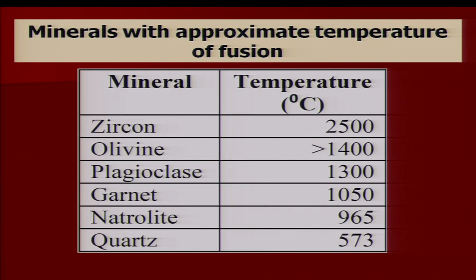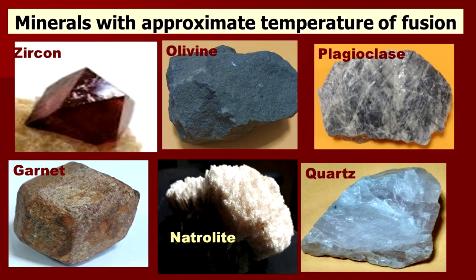Minerals with approximate temperature of fusion are cited here. For example, zircon requires a very high temperature, about 2500 degrees, when it gets fused. Olivine also has a very high fusion temperature, greater than 1400 degrees centigrade. Similarly, calcic plagioclase, calcic feldspar, is also an important mineral which upon heating can be fused at a very elevated temperature, that is 1300 degrees.